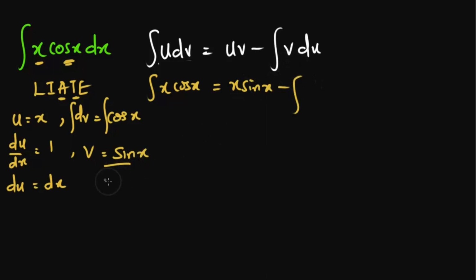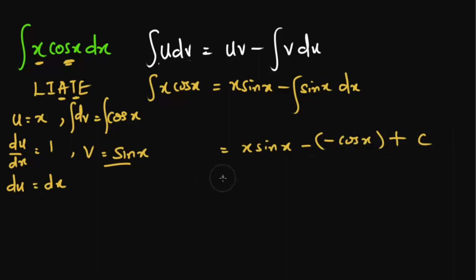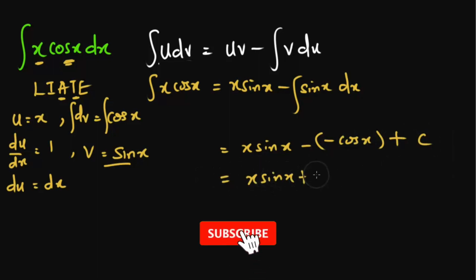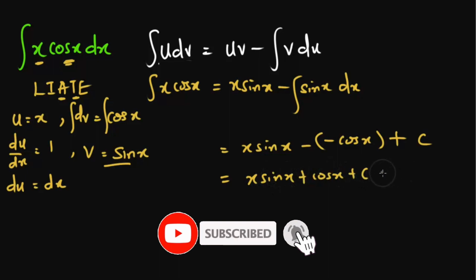Minus, what is v? v is sine x. And what is du? du is dx. And this becomes very simple. x sine x minus, what is the integral of sine x? The integral of sine x is minus cos x, right? And this is plus c. And finally we have x sine x plus cos x plus c.